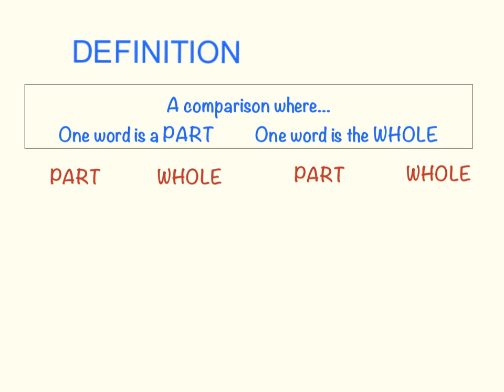analogy is. So our definition is, it is an analogy, so therefore it is a comparison where we're comparing things. One word is a part, and one word is the whole. So one word is a piece, and with all those pieces together, we could make the whole. So let's look at an actual example of this.